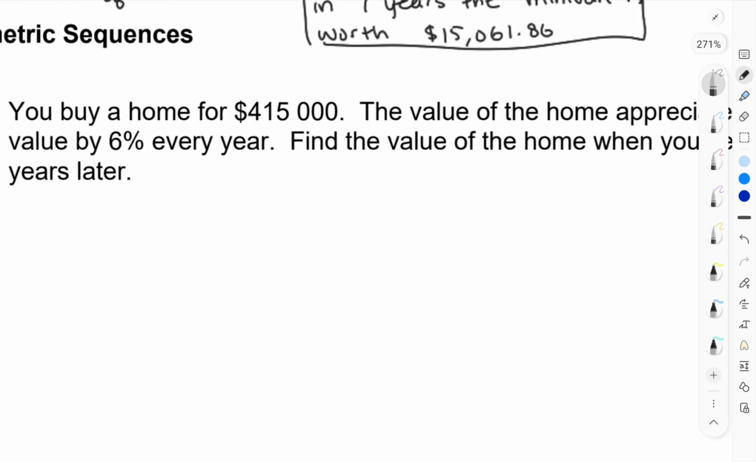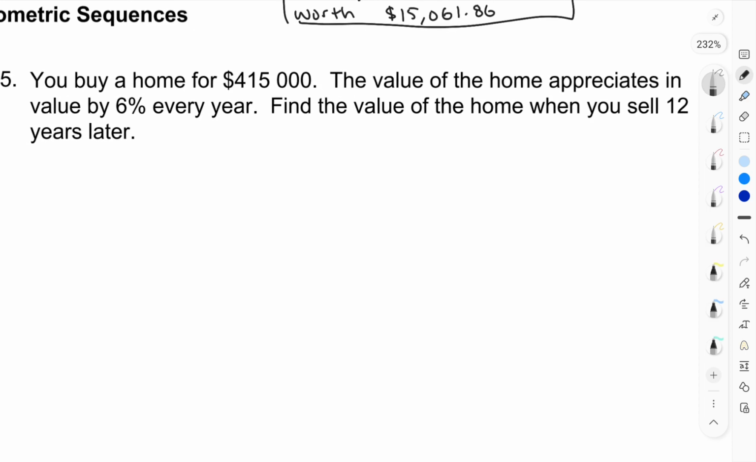So similar situation, you buy a home instead. Your home appreciates, right, or increases in value. What a great investment in real estate you've chosen to make. By 6% each year. So now I'm at 100% plus 6% each year. So 106% as a decimal is 1.06, right?